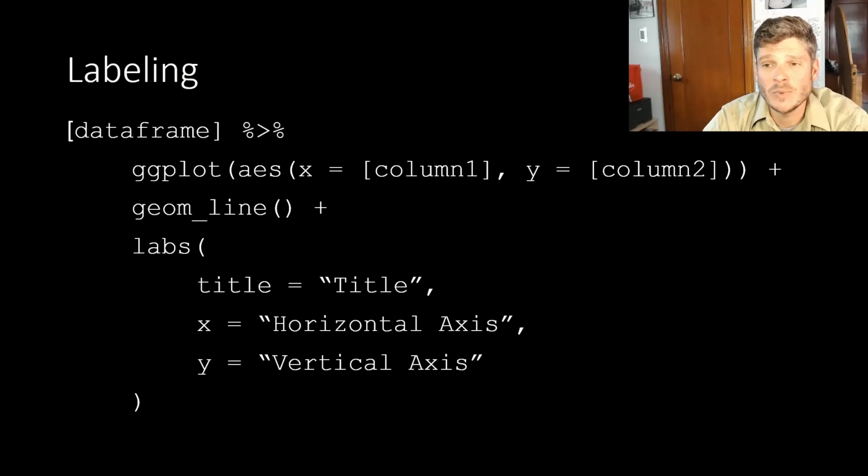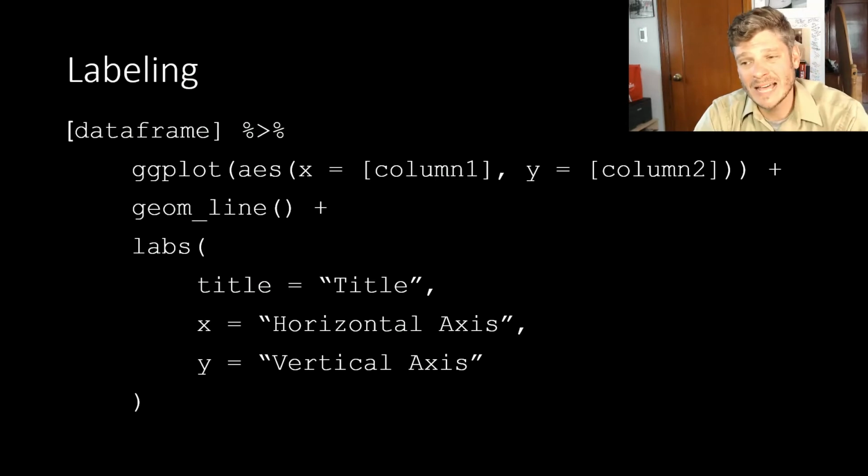Now again, typically the way you're going to do this, like I said, data frame, you're piping it in, ggplot. My x and y axis need to be aesthetics, so it's inside my aesthetic function. Plus, well, this time I want to do a line graph, so it's geom_line. That's in my parentheses because it's a function, plus my labels.